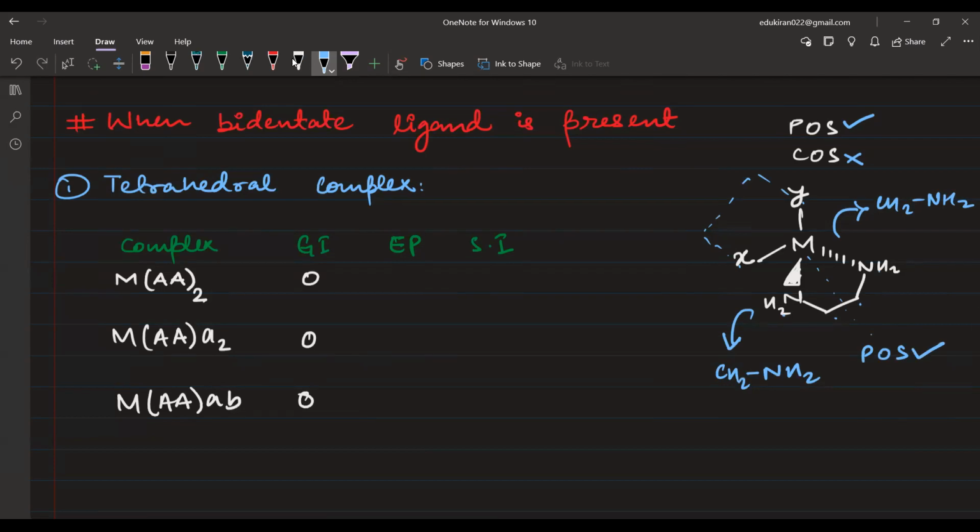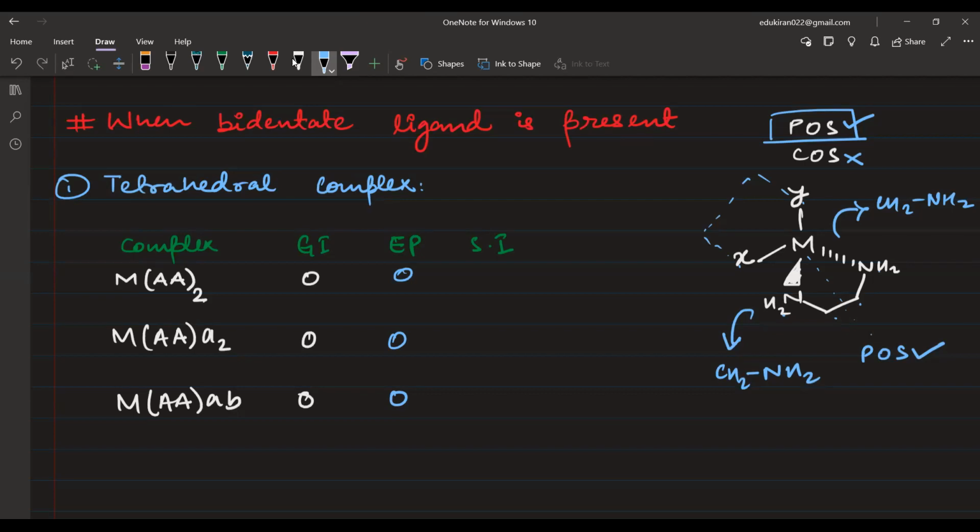Now, since this tetrahedral complex has a plane of symmetry, it will not have any enantiomeric pair. It will not be optically active. It will not be a chiral molecule because it has a plane of symmetry. Now, for the first case, MAA2, if you have even one bidentate ligand, then you are going to get 0 enantiomeric pairs.